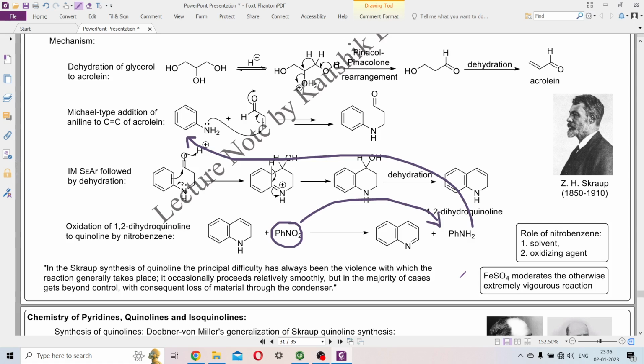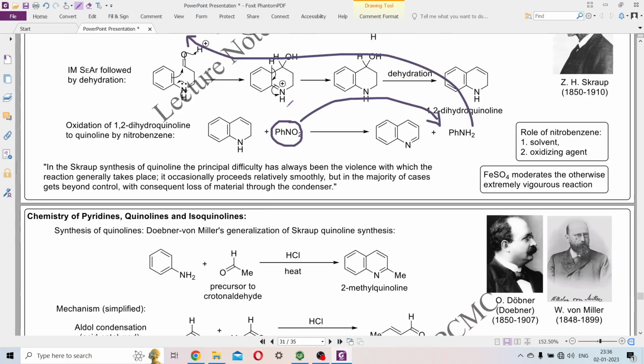The reaction is actually very difficult to carry out. The principal difficulty is the violence with which it happens, otherwise it is an extremely vigorous reaction. To moderate its vigorousness, ferrous sulfate is acting as a moderator. But in the majority of cases, the reaction gets beyond control and the starting material or the product is lost through the condenser because it refluxes very, very violently.